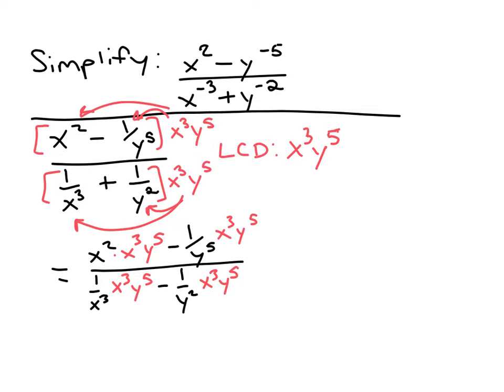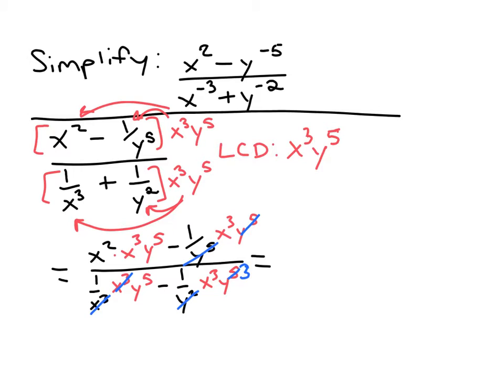And now's the fun part. We get to cross out some common terms, like y to the 5th would cancel here, x cubed would cancel here, and here we can cancel y squared. Since we have y to the 5th up here, we really just need to take 2 away from that exponent, so now it's y cubed.